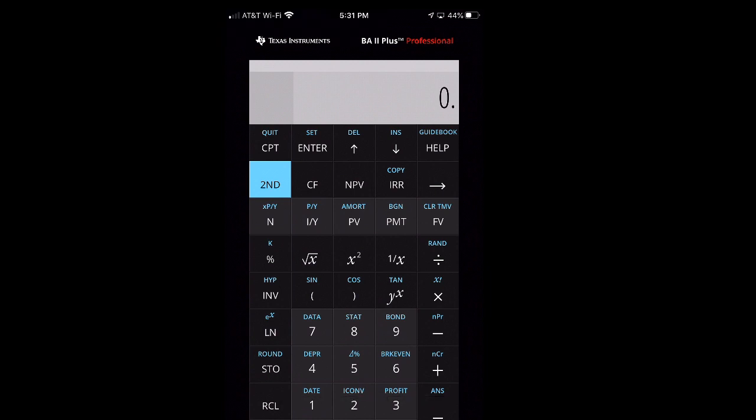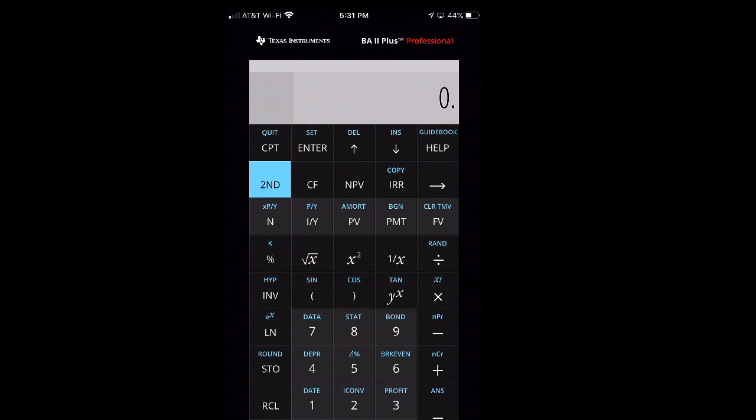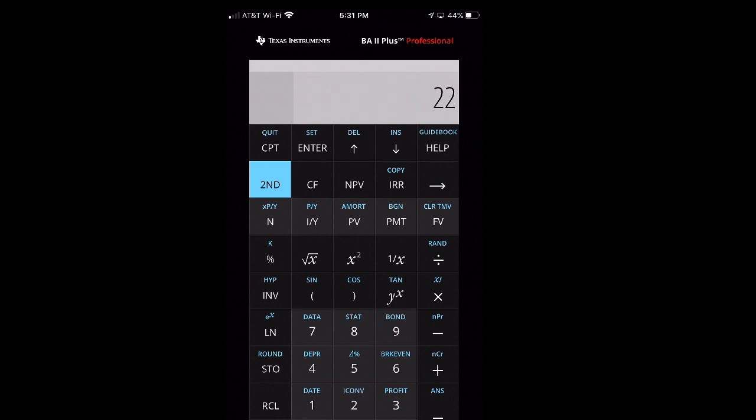So what I'm going to do is use the nCr down here with second function. I activate nCr. I have to put the n first. The n was 4 flips. So 4, second function, nCr, and then put 2, and equals, and that should give me 6, which it does. Did you see that? So that's how that works.